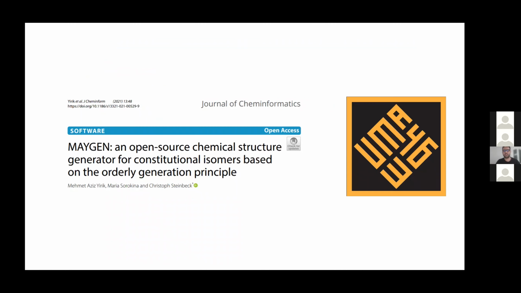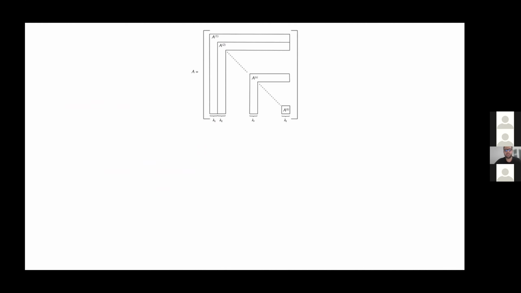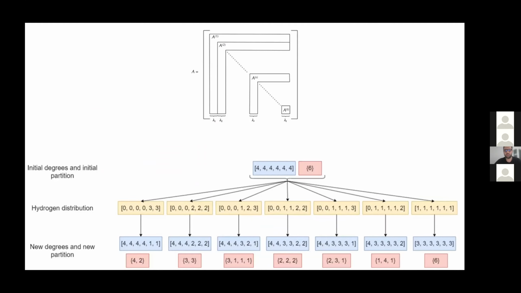So we need an efficient open source structure generator, and from my thesis, the first structure generator was MAYGEN. MAYGEN is, again, based on the orderly generation principle, same as many other structure generators. Without going into the mathematical details, just to mention, the idea is using lexicographical ordering. Somehow we need to put the ordering to detect duplicates when we construct molecules.